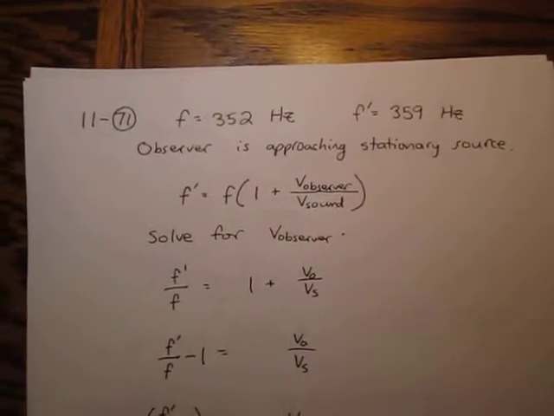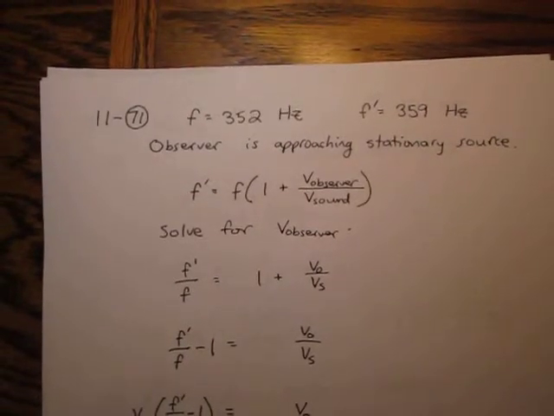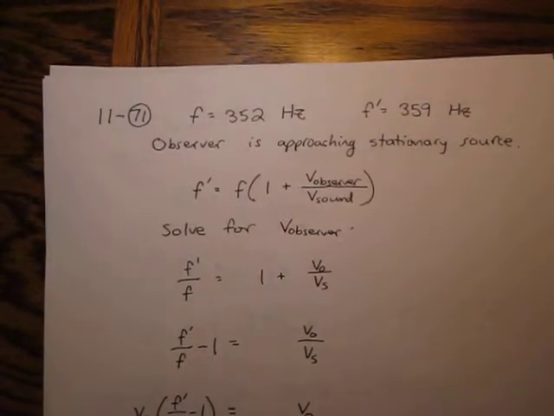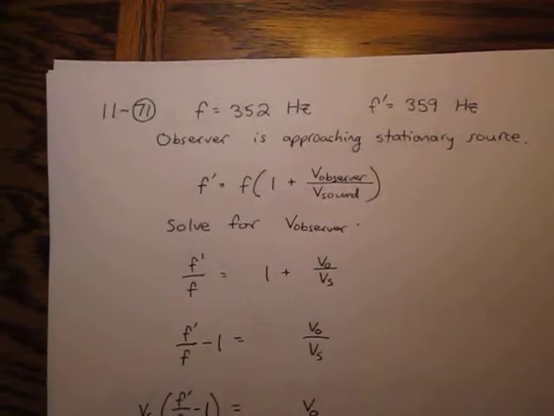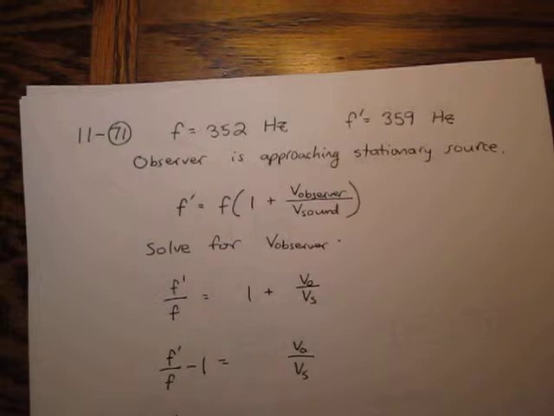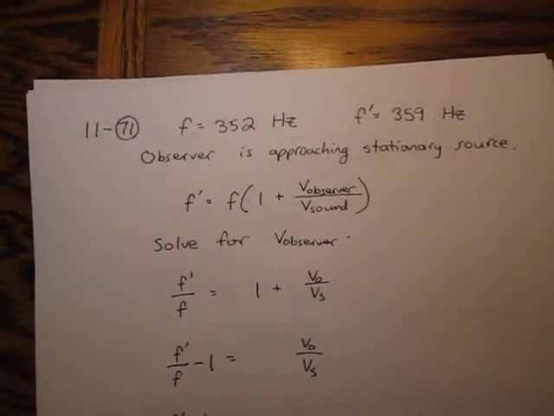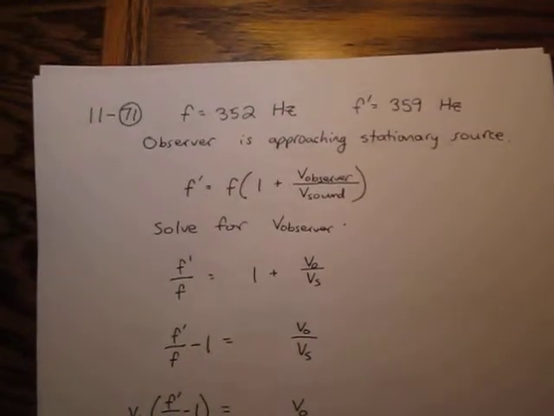This is Chapter 11 homework, problem number 71. A runner is approaching the start-finish line, and here's the bell signaling 1 lap to go. The bell emits a 352 Hertz tone, and the runner hears it at 359 Hertz. The question is asking how fast is the runner going.